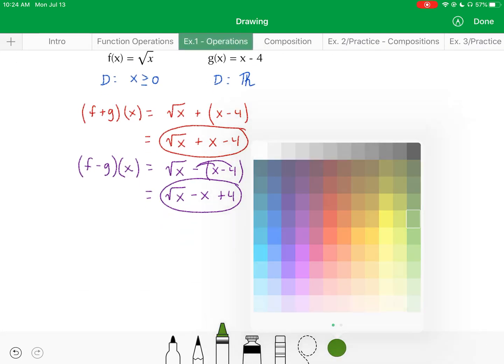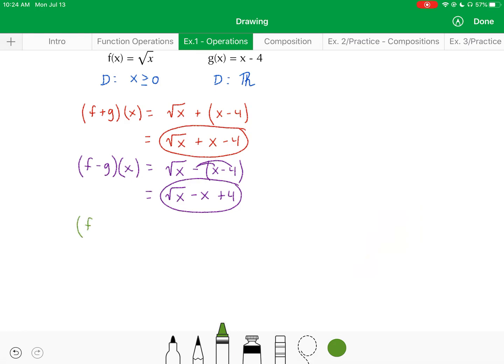Okay, now I'll find the product. Which would be the square root of x multiplied by x minus 4. This is going to require you to distribute the square root of x, and that's going to give us, I'll write it as x times the square root of x minus 4 times the square root of x. Okay.